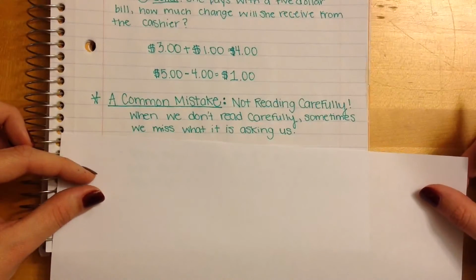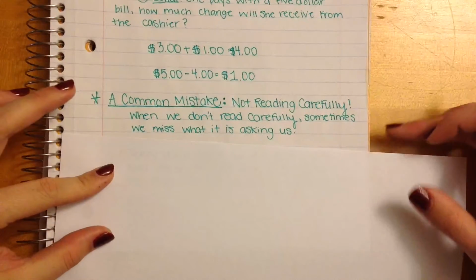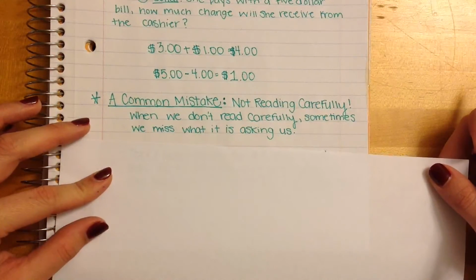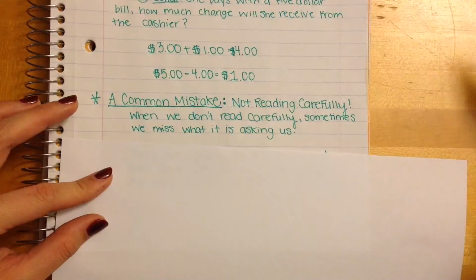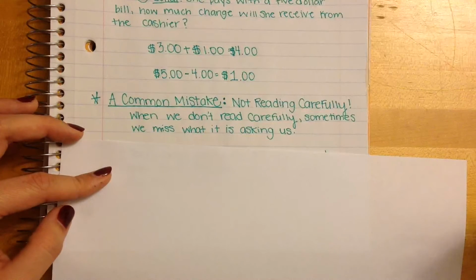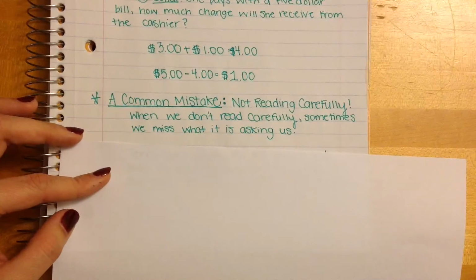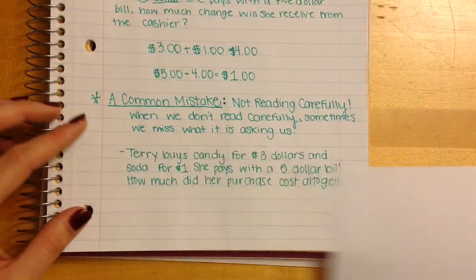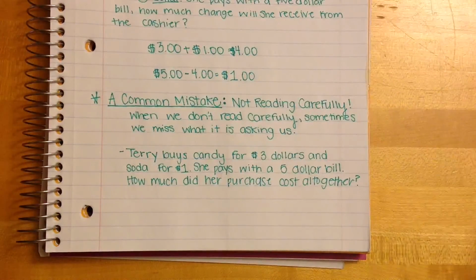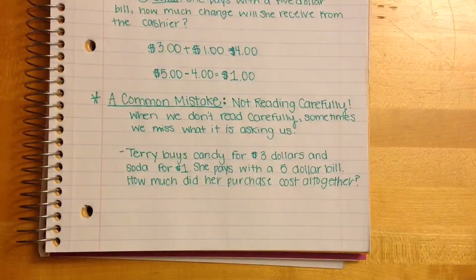When we don't read carefully, sometimes we miss what the question is asking us. So below, I have written this question a little bit differently, in a way that someone who maybe wasn't reading carefully might have understood the problem. So here I have, Terry buys candy for $3 and soda for $1. She pays with a $5 bill. How much did her purchase cost altogether?